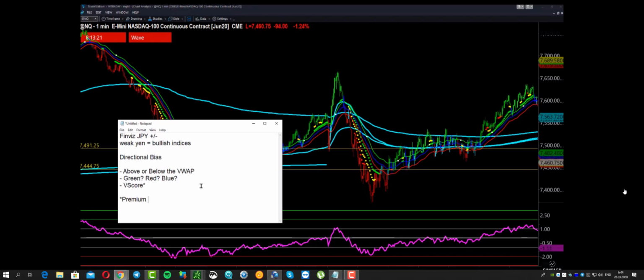Something I developed early on in my career was the 34 EMA wave and the grab candles, and the V-score was something that I did years and years later, about 10 years ago, I'd say, sort of playing around with the volume weighted average price and standard deviations. So the V-score is premium.